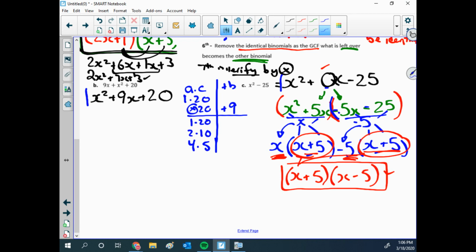And so if I'm adding these together, 1 plus 20 is 21. Well, I'm looking for two numbers that multiply to 20 and add to 9, so that's not part of it. 2 plus 10 is going to give me 12. Looking for numbers to add to 9, so that's not it. 4 and 5 gives me 9, so that's good.